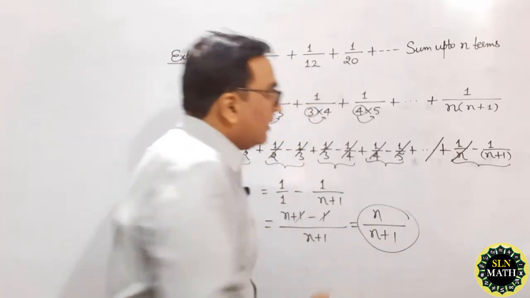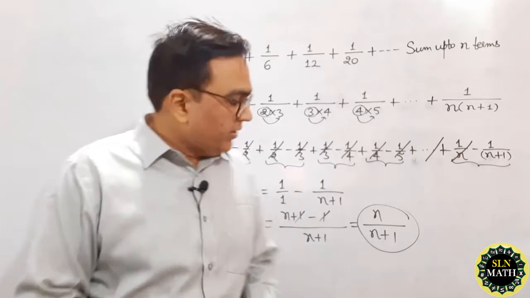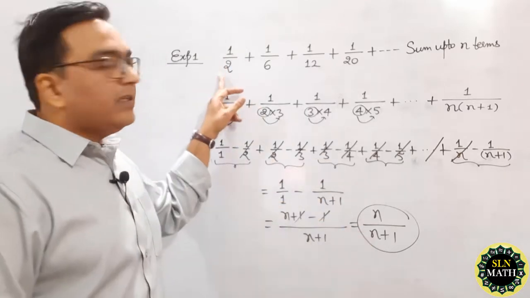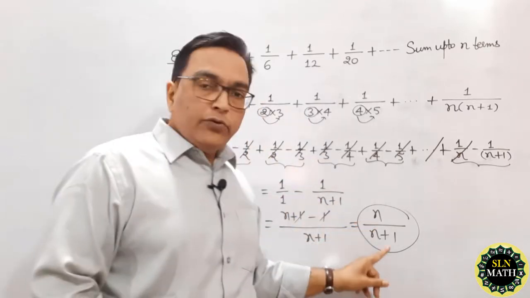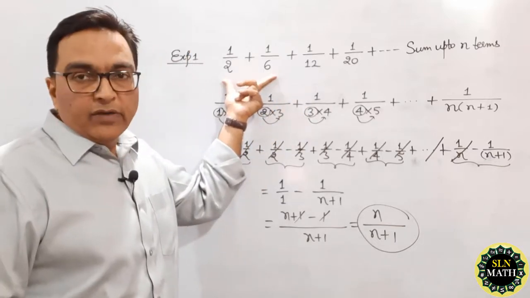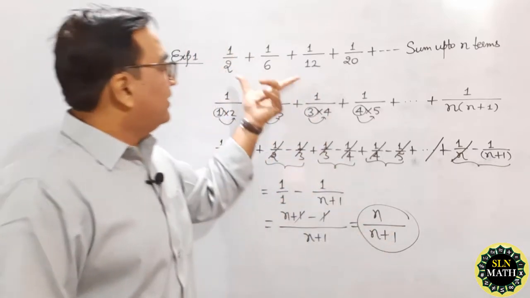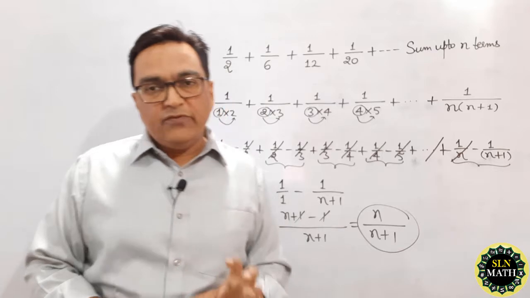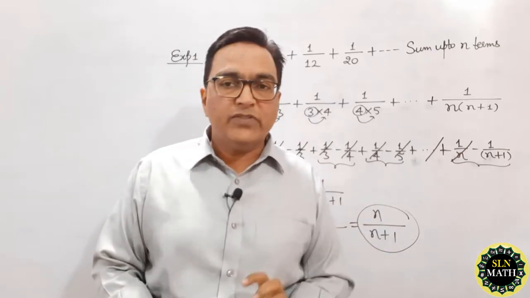You can verify your answer also. This is the sum of this series. So suppose if you put 1 here, you will get the sum of one term. If you put 2 here, you will get the sum of 2 terms. And if you put 3 here, you will get the sum of 3 terms. So in this way, we can add this special type of series.